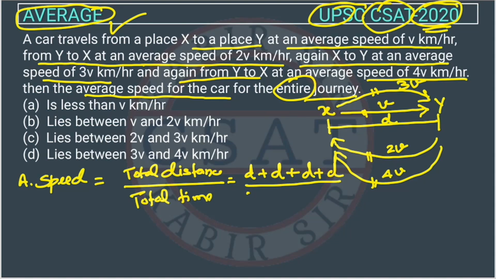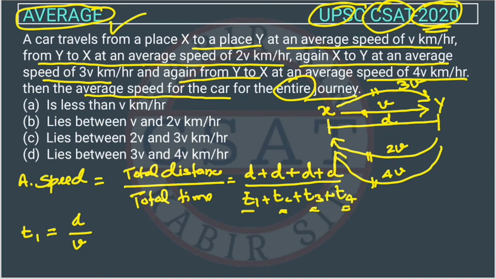Upon the total time, suppose it is T1 plus T2 plus T3 plus T4. See, the time will change. Why will the time change? Because suppose you are going from one place to another at a speed of 20 kilometers, 30 kilometers, 40 kilometers per hour, the time will change, but the distance will remain the same. So what is T1? In the first round, we know the formula, time is equal to distance upon speed, so it is D upon V.